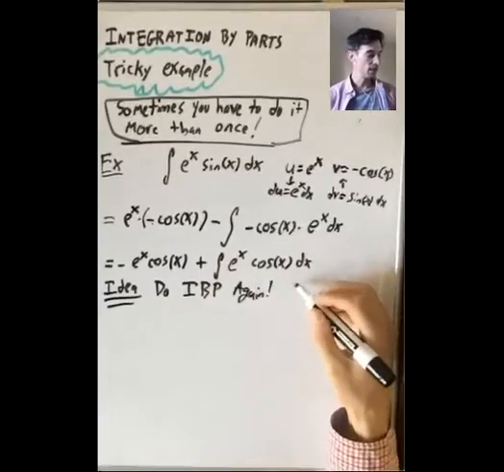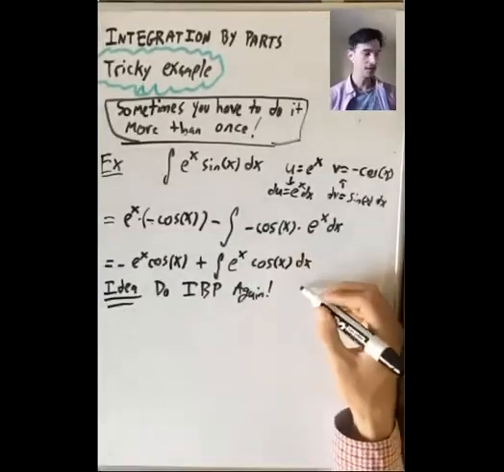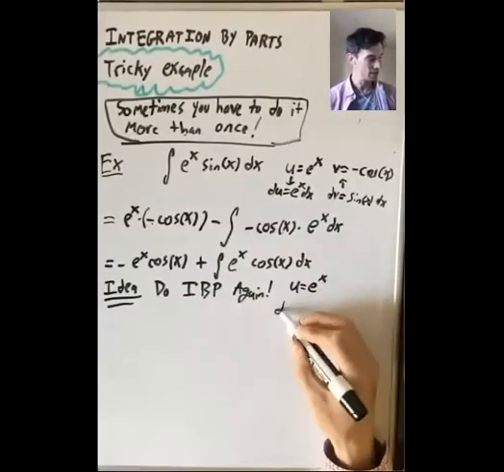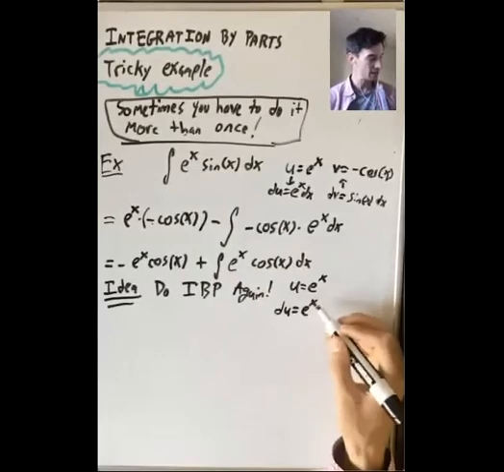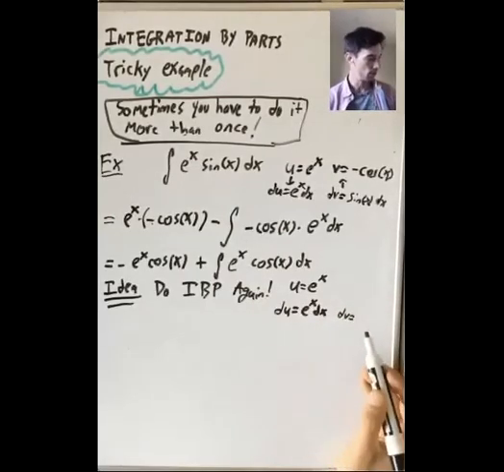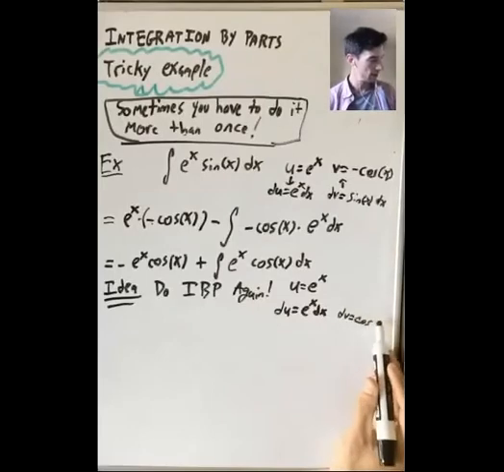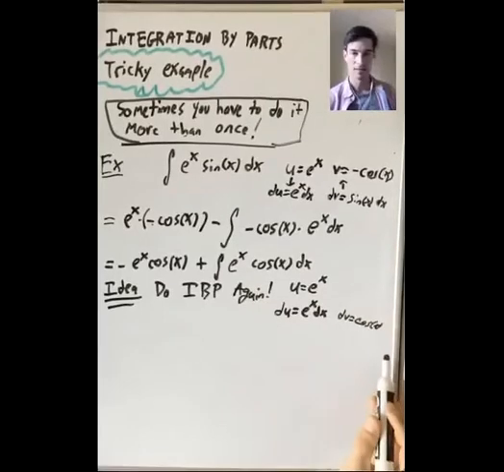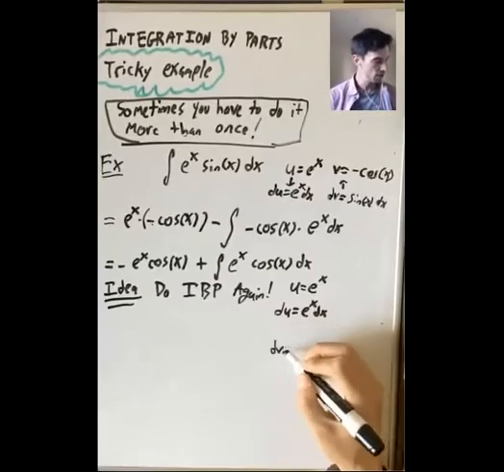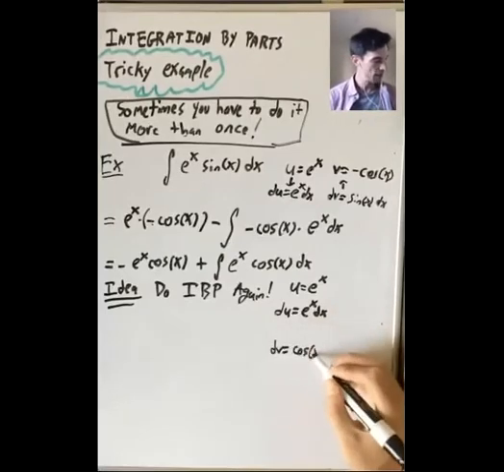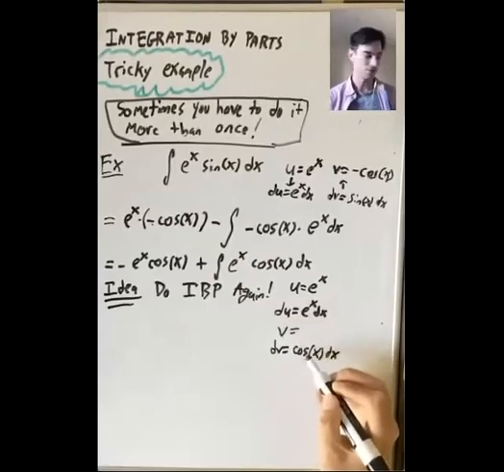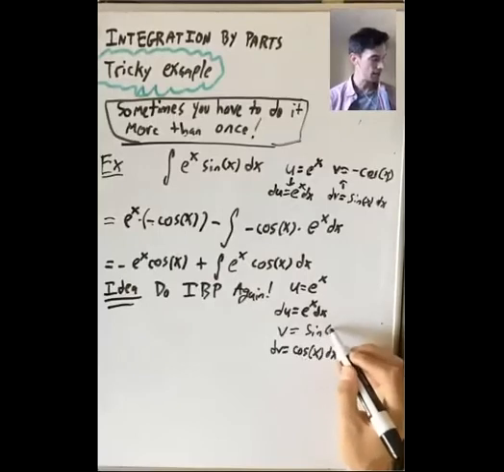So what do I mean? Let's do this integral and let's make similar choices. Let's let u be e to the x, so du is e to the x dx. dv will be everything else, so dv equals cosine x dx. And then v should be any antiderivative of cosine, like sine of x.